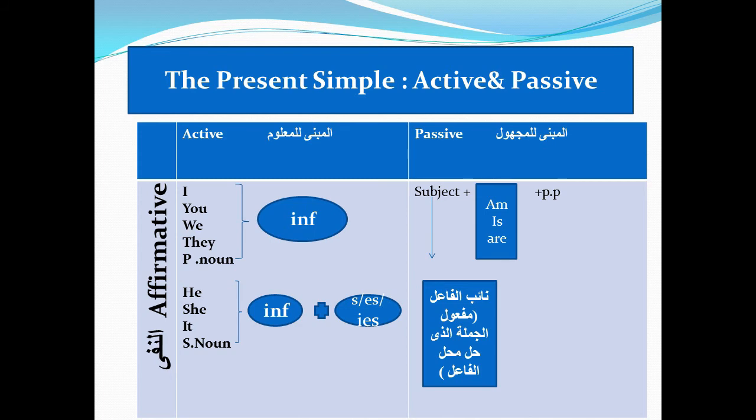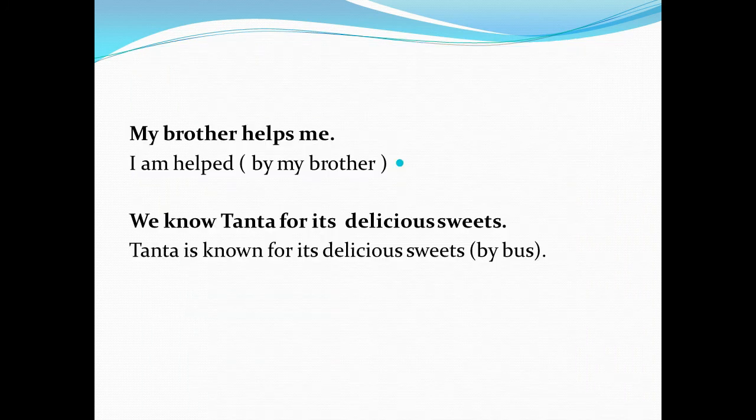In the passive, we say am, is, are plus past participle. But keep in mind that the object of the sentence comes first. Okay? The object of the sentence comes first. Let's start now with the sentences. My brother helps me. I am helped. If you want to say by my brother, no problem. If you want to say I'm helped, no problem.